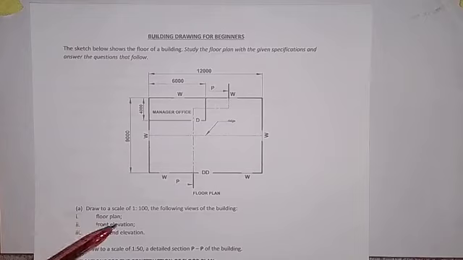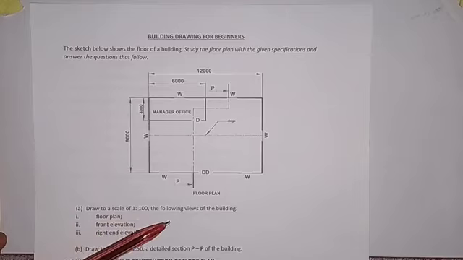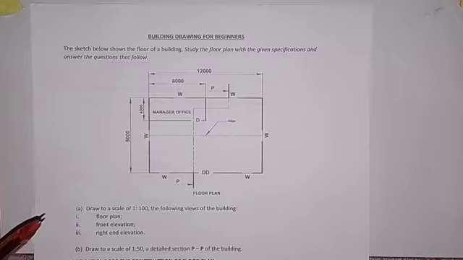Now, let's go to the questions that we are going to be answering. Here we have question A, which says draw to a scale of 1:100 the following views of the building. Roman figure 1 of question A, we have to draw the floor plan. Roman figure 2, front elevation. Roman figure 3, right end elevation. Then we have question B that says draw to a scale of 1:50 a detailed section PP of the building. Alright, to make this work simple for you, we are going to have a video for each of these questions. So which means that we are going to have 4 videos for this problem.